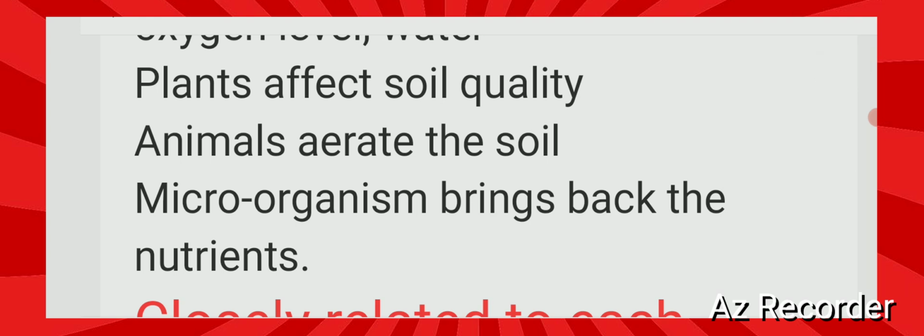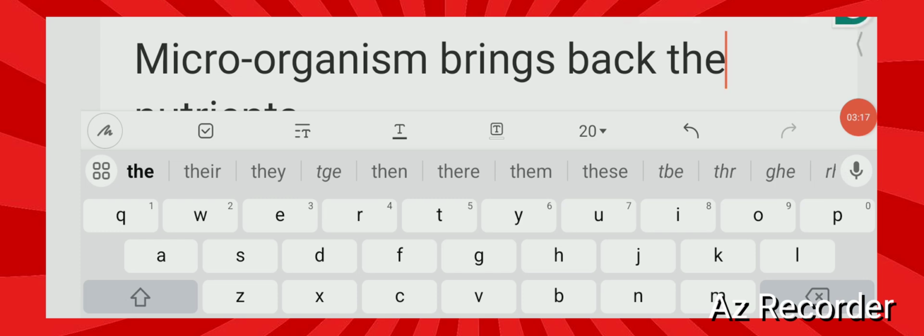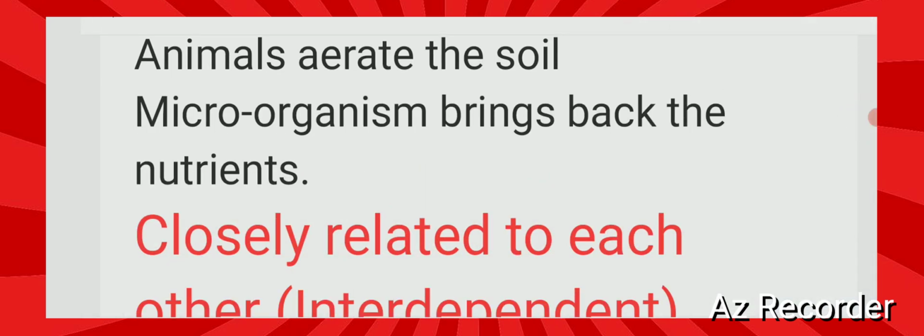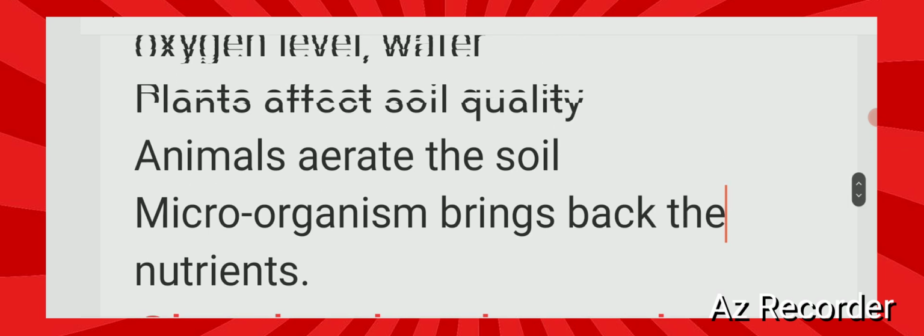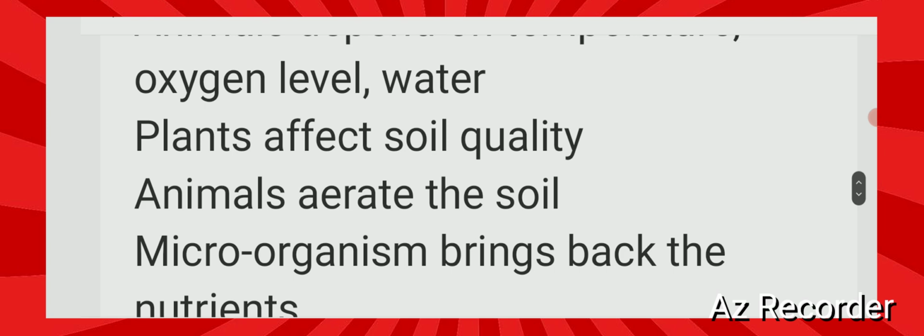Plants affect soil quality. And then animals aerate the soil, as there are some organisms like earthworm which loosens the soil. By this it increases the aeration so that the fertility of the soil gets increased. And plants affect soil quality. The dead leaves and some parts of the plant get decomposed, and in turn it increases the fertility of the soil.